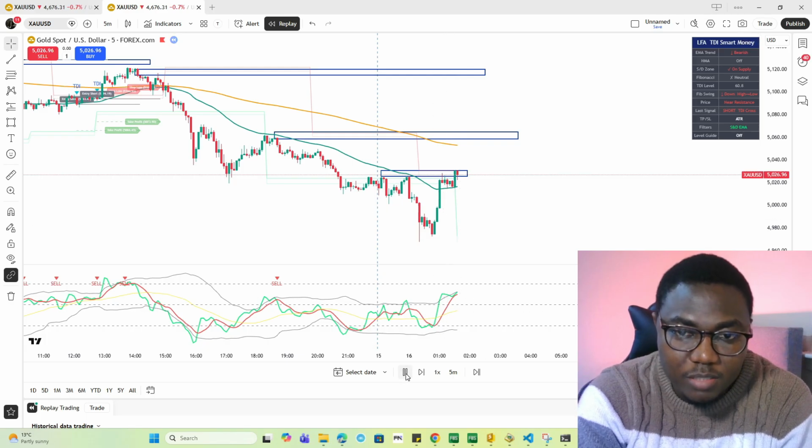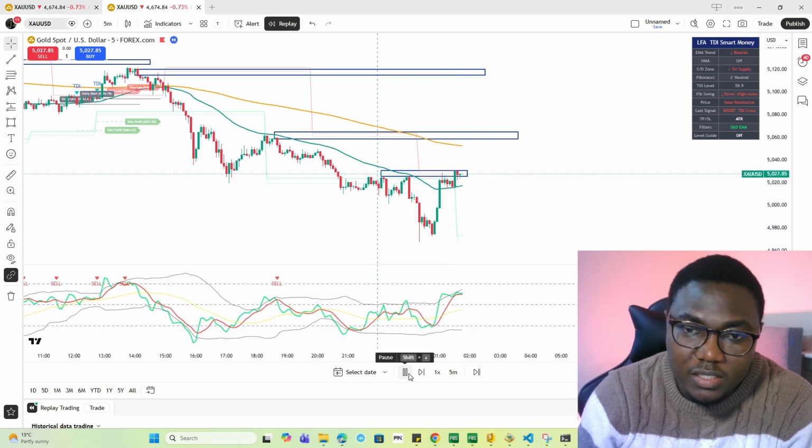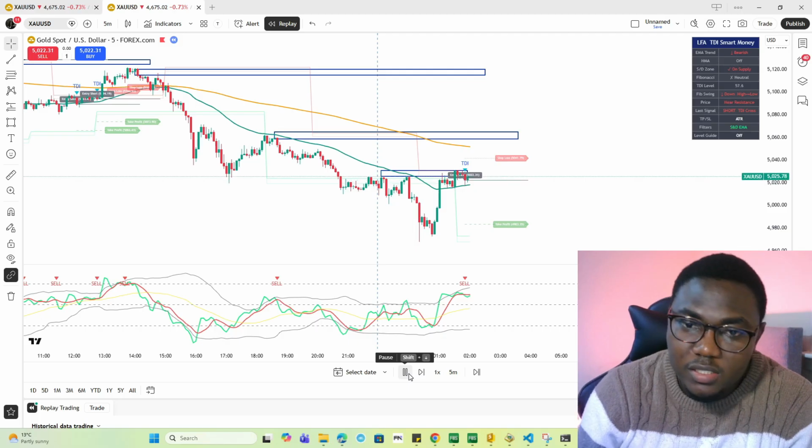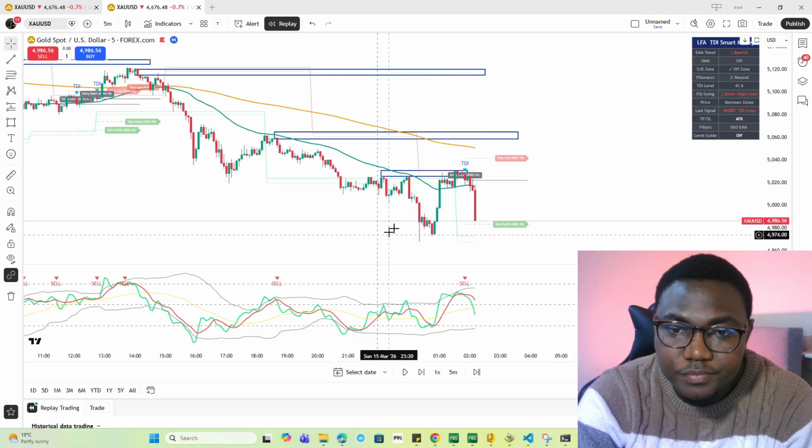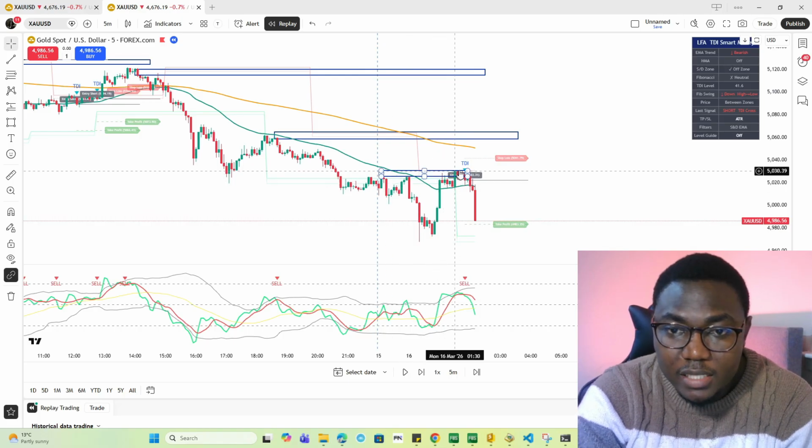So everyone is probably sleeping at this period, so I'm not going to pay much attention. But this kind of scenario can also happen during the day. So here is another signal. Yeah, so you can see the market does respect this resistance zone.